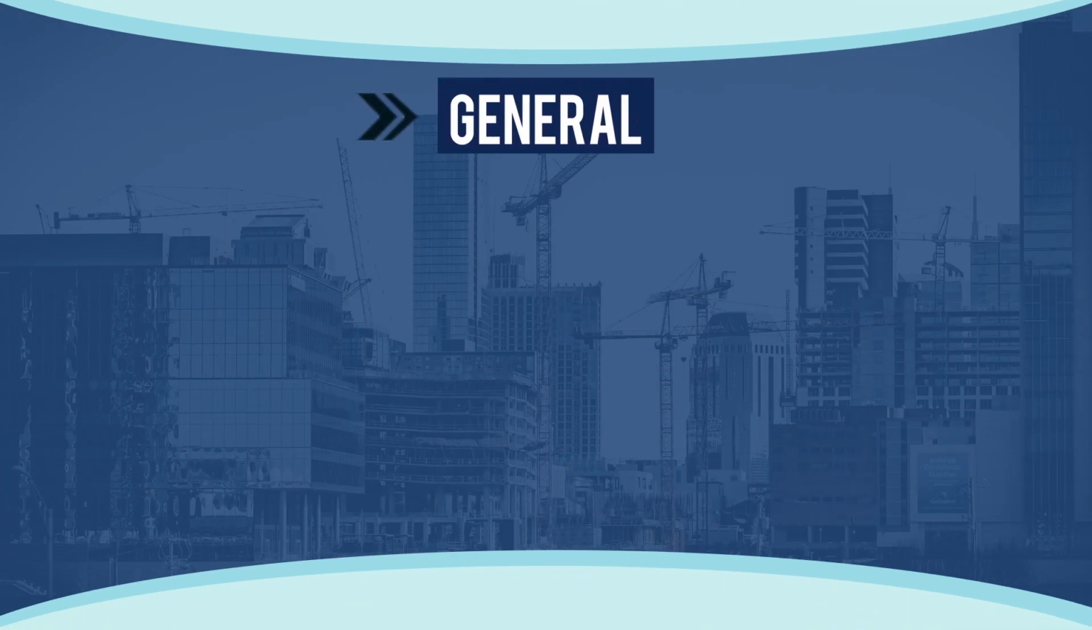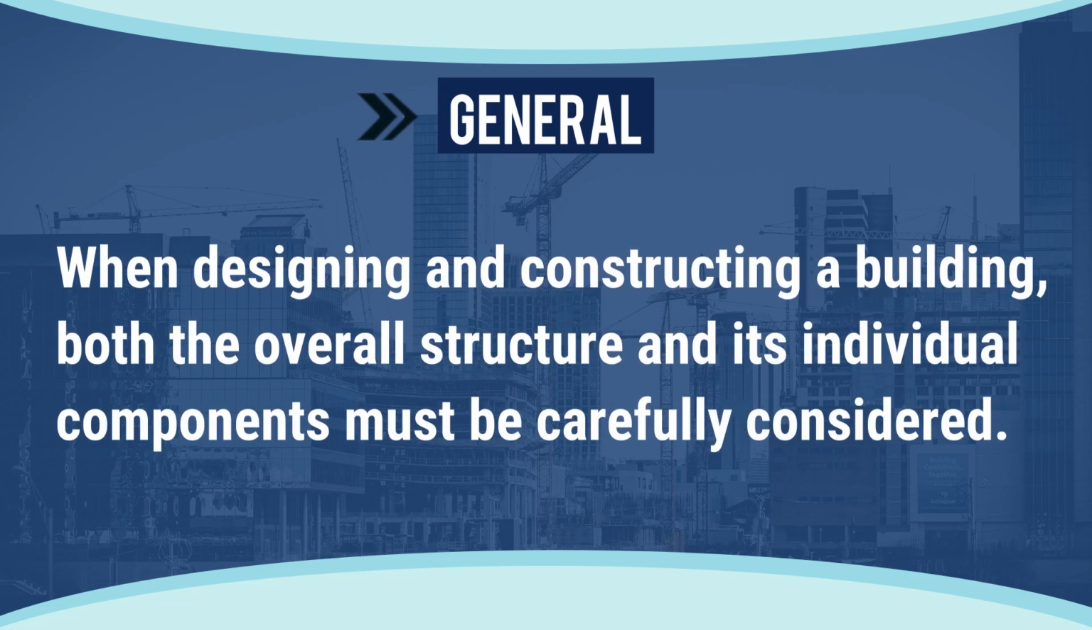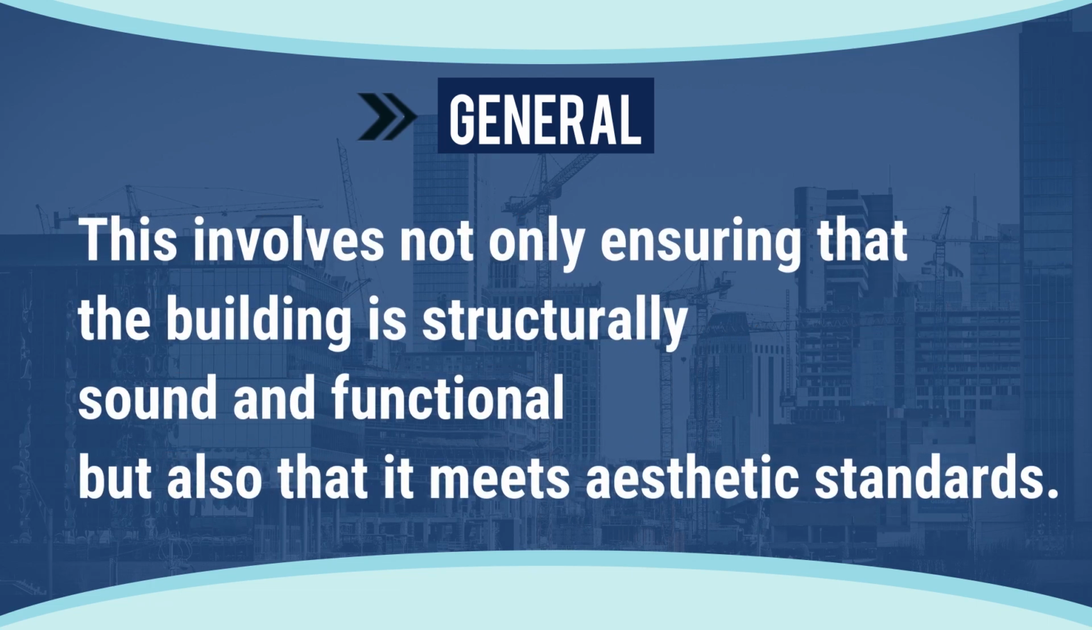First is general. When designing and constructing a building, both the overall structure and its individual components must be carefully considered. This involves not only ensuring that the building is structurally sound and functional, but also that it meets aesthetic standards. Additionally, achieving these goals should be balanced with cost effectiveness. Efficient planning is crucial for the functional design of buildings and is an important consideration for civil engineers. It involves ensuring that the buildings and their components meet essential functional requirements, optimizing performance and design efficiency.